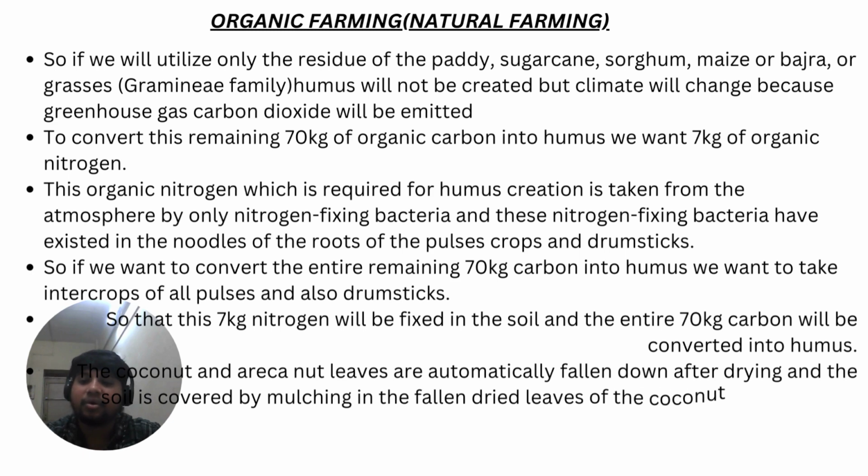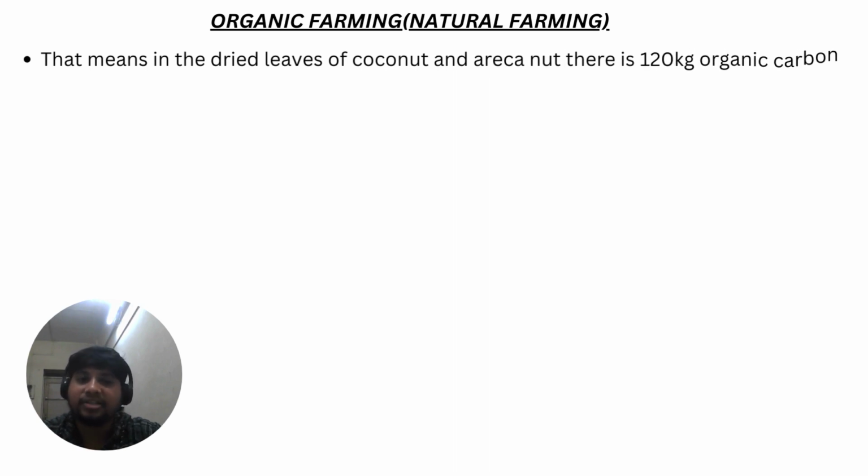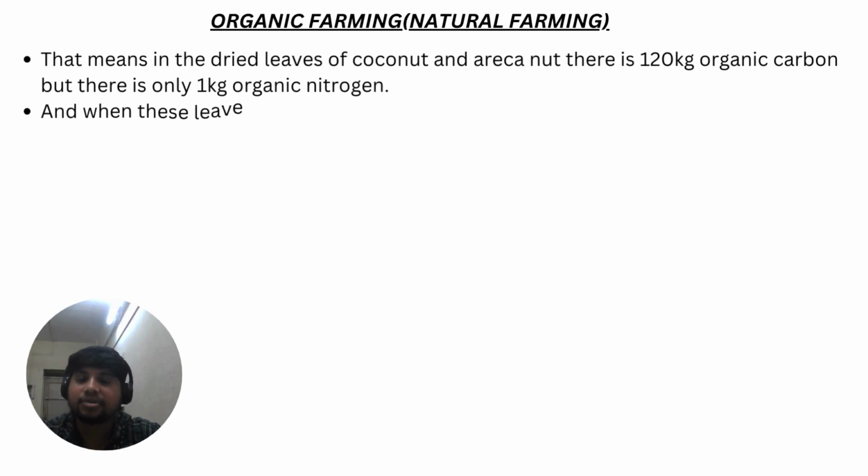The coconut and areca nut leaves fall down automatically after drying and the soil is covered by mulching. In the fallen dried leaves of coconut and areca nut, the carbon to nitrogen ratio is 120 to 1. That means in the dried leaves of coconut and areca nut, there is 120 kg of organic carbon, but only 1 kg of organic nitrogen.